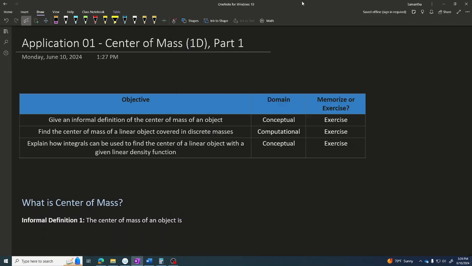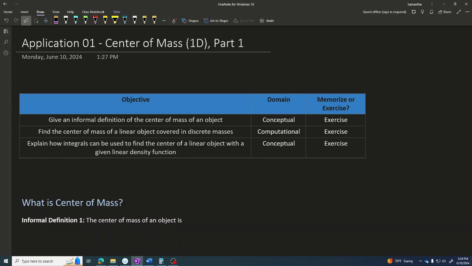In today's video, I would like to talk to you about a very nice application and a very common application of integrals, which is calculating the center of mass of an object. We're going to have 2 days on this. Today, the focus is going to be on concepts. What is the center of mass?